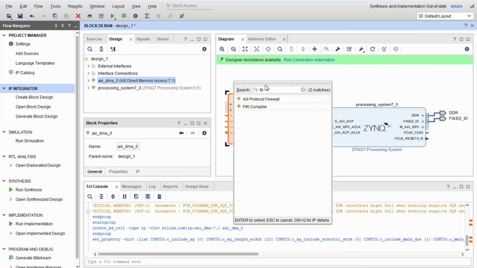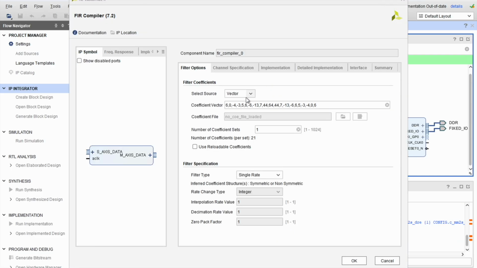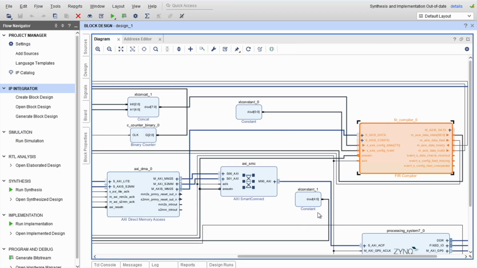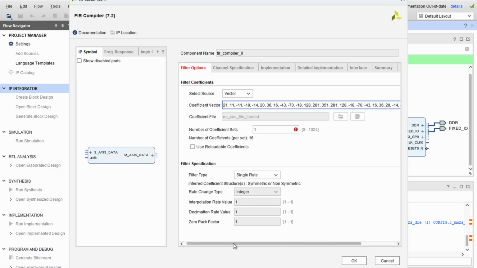Next, let's configure our FIR IP, where we first use the source as vector again. Copy a, let's say, a high pass filter over here. Actually, let us just stick to the low pass filter we have been doing, and copy paste it over here.